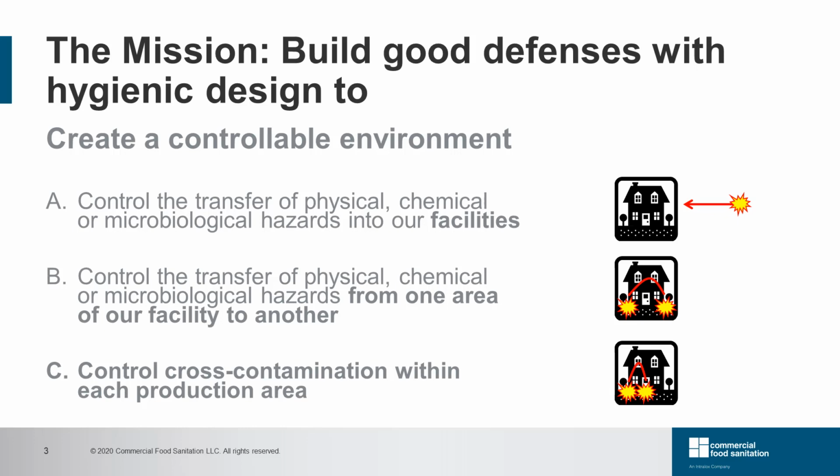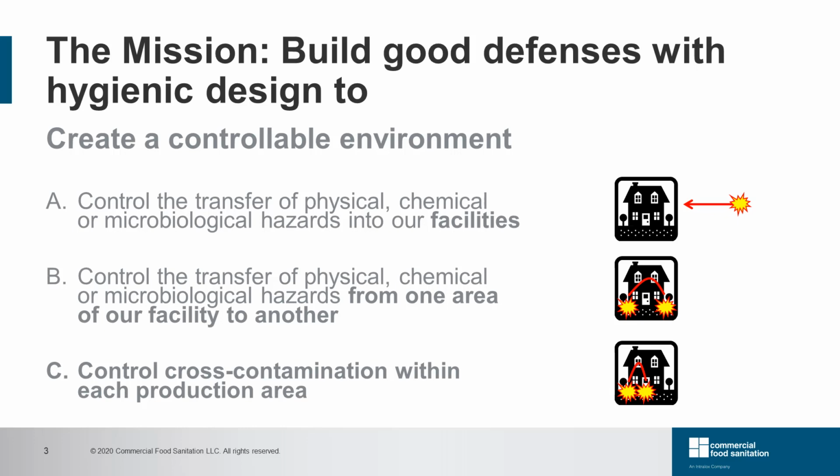The first line is to control the transfer of hazards from the outside to the inside of the plant. The second line is to control the transfer of hazards from one area of the plant to another, such as the cross-contamination between the raw area and the ready-to-eat area. The third line is to control the transfer of hazards in the same production area, such as cross-contamination from a non-food contact surface to a food contact surface.